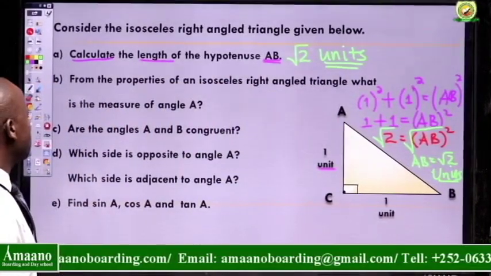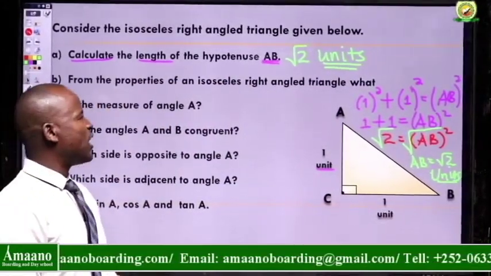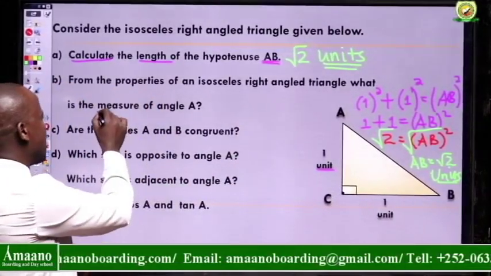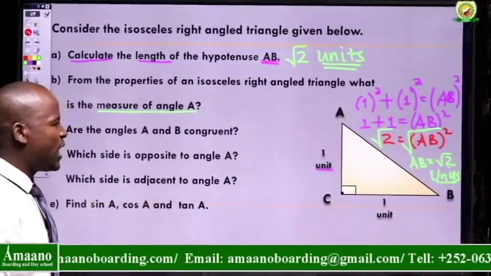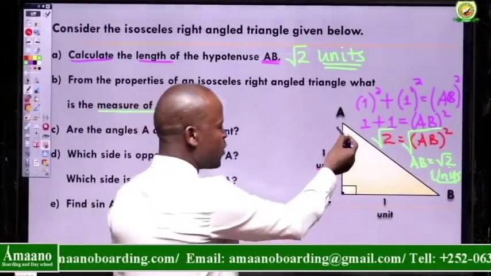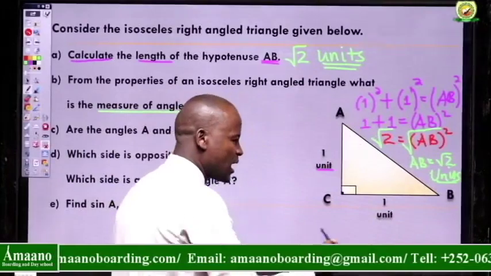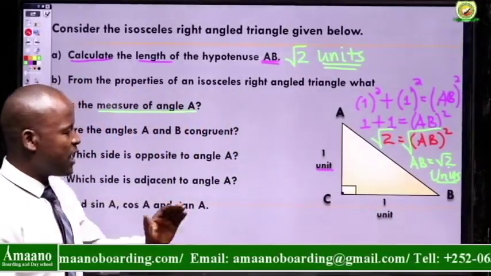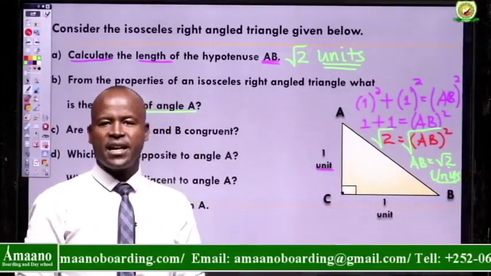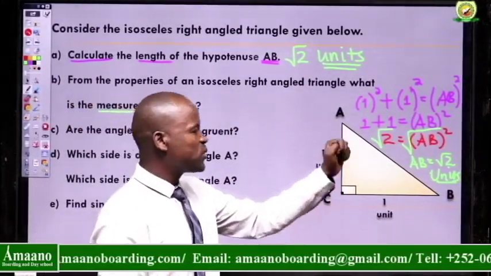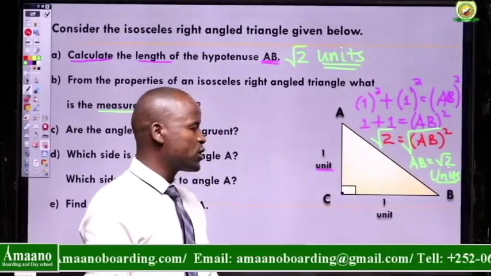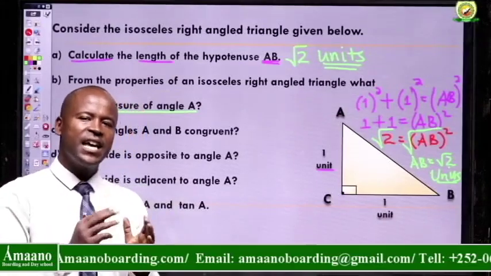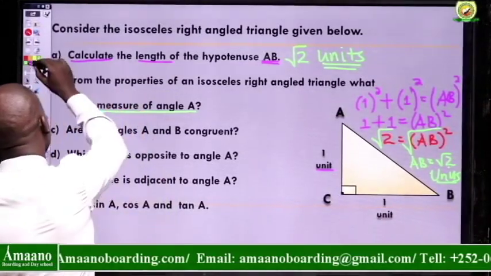Now let's see question B. It says, from the properties of an isosceles right-angled triangle, what is the measure of angle A? As you can see here, we have a right-angled triangle plus an isosceles triangle. And we know that in an isosceles triangle, two sides are equal in length, and the angles opposite to these equal sides are called base angles, and those base angles are equal in degree measure.